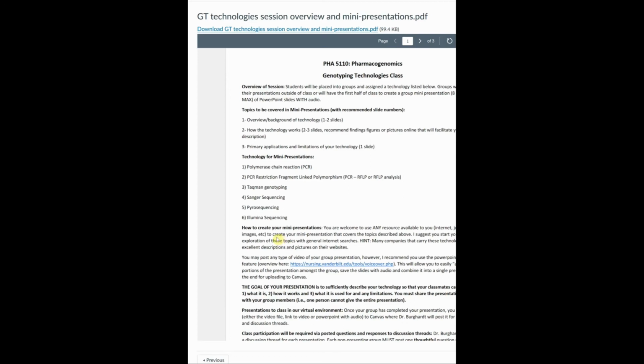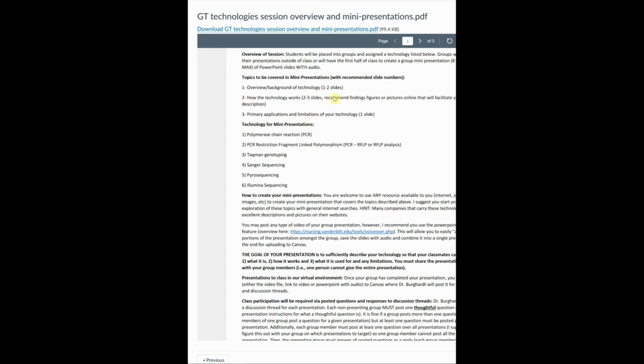These instructions specifically give you how you're going to create those lectures. They can be however you want, but I suggest you just do the PowerPoint method where you can record the audio in the slides. That way you can break it up amongst your group members, combine them into a single file at the end, and then upload them. But if you want to do it another way, totally fine. It gives you an overview of what you need to include in your presentation.